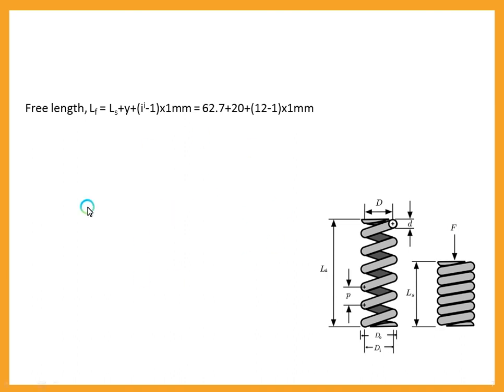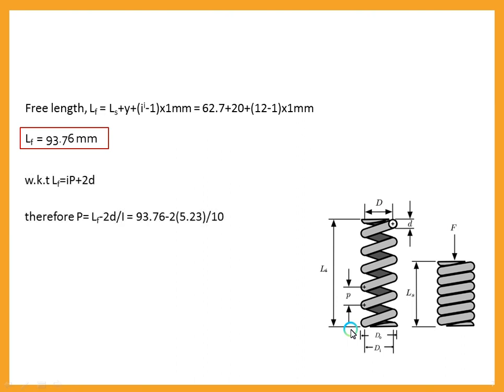Therefore, the free length LF would be LS plus y plus (I dash minus 1) into 1 mm. Substituting all the values over here, the free length that we get is 93.76 mm. That free length is shown in this figure. Further, we know that LF is equal to I P plus 2d. Therefore, substituting all the values in the formula, the pitch P would be 8.33 mm. That's shown over here in this figure. Thank you.